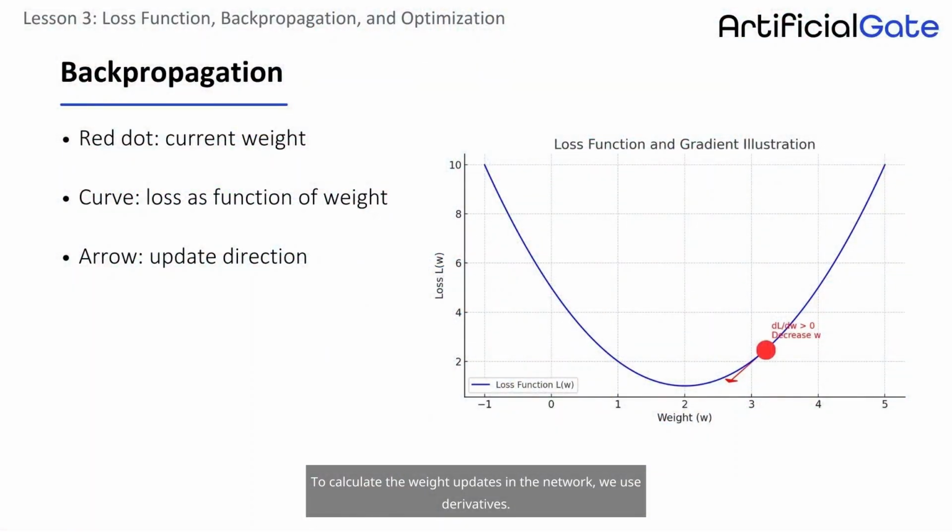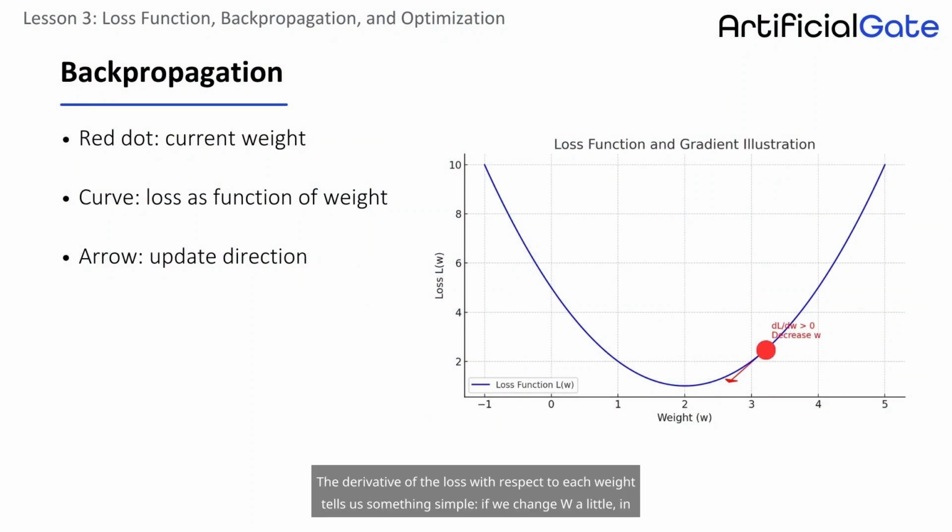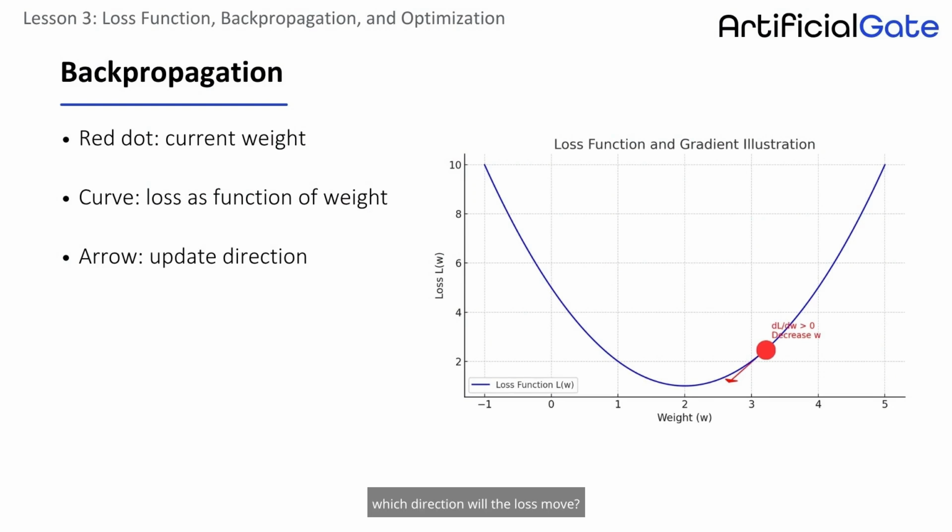To calculate the weight updates in the network, we use derivatives. The derivative of the loss with respect to each weight tells us something simple. If we change W a little, in which direction will the loss move? If the result is positive, it means that W increases the loss and therefore we would actually want to decrease it. If it's negative, the weight actually helps lower the loss, so we want to increase it.